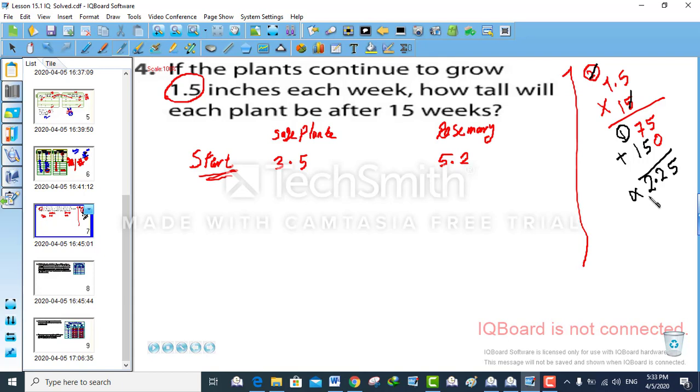Wrong. Why? Because I put the decimal point after 2 digits. It should be after 1 digit only. 2, 2, 5. Then put the decimal after 1 digit, teacher. So here, this is the right answer, 22.5. Yes. Take this number 22.5 and add it to the start number.